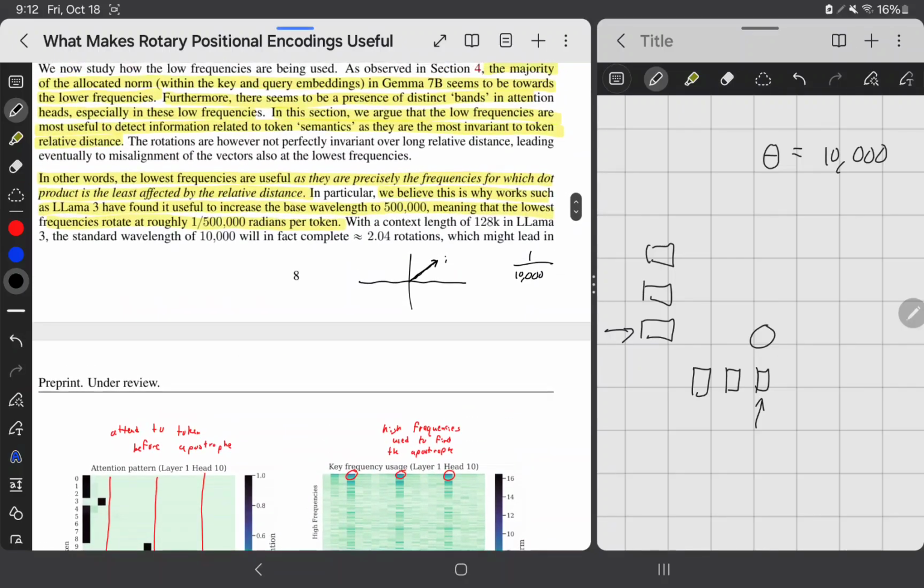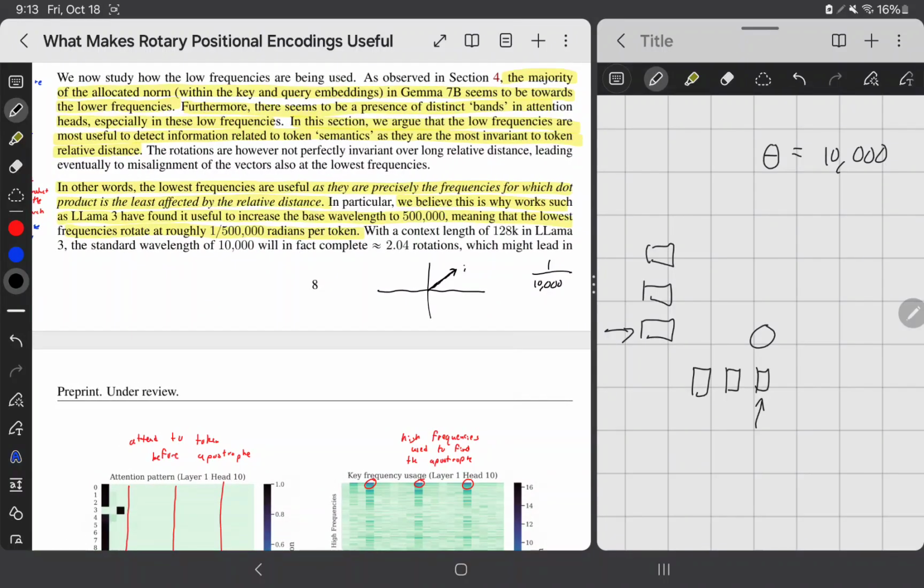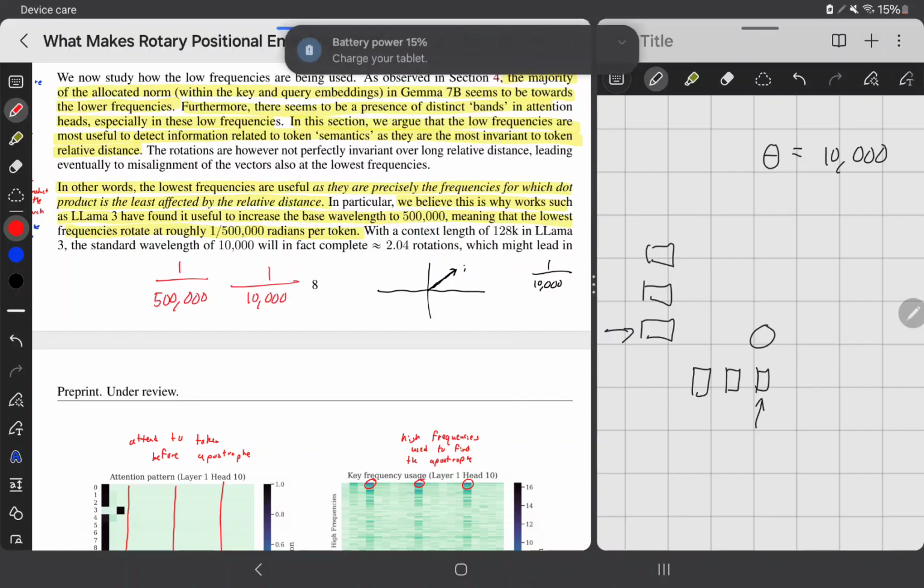And if you take a dot product between two vectors where the rotation isn't much, then you basically just have the dot product between the two vectors. Intuitively, this should make a lot of sense. If it doesn't rotate much, then it's only using the semantics. And this has a pretty good explanation for why 1/500,000 works better than the default 1/10,000.